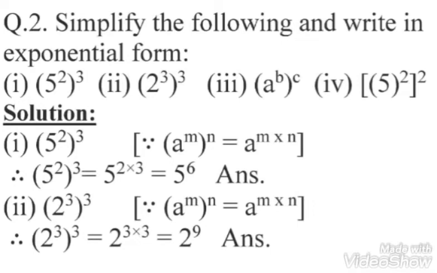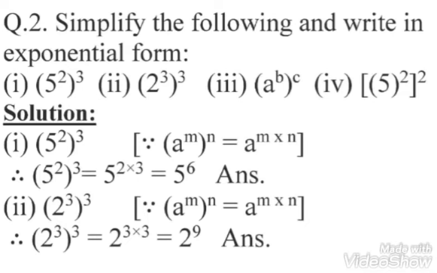Solution. Part 1, 5 raised to the power 2 whole raised to the power 3. As we know, a raised to the power m whole raised to the power n is equals to a raised to the power m into n. Therefore, 5 raised to the power 2 whole raised to the power 3 is equals to 5 raised to the power 2 into 3, that is 5 raised to the power 6.